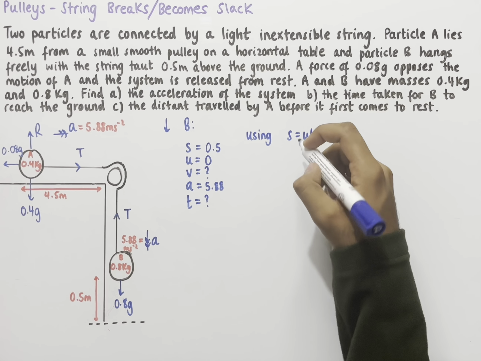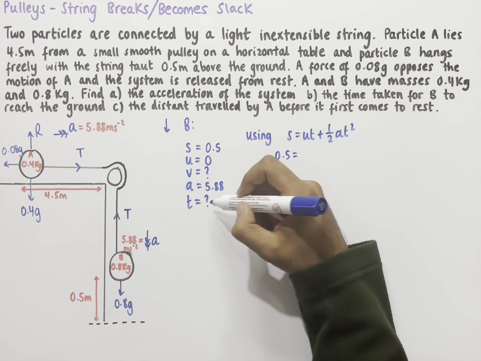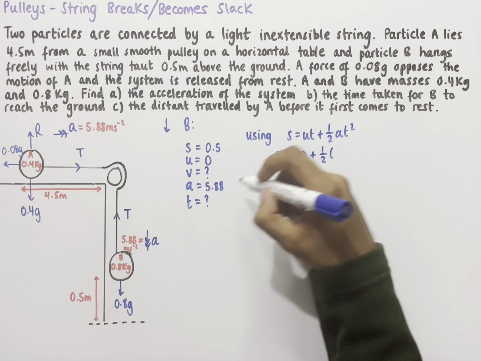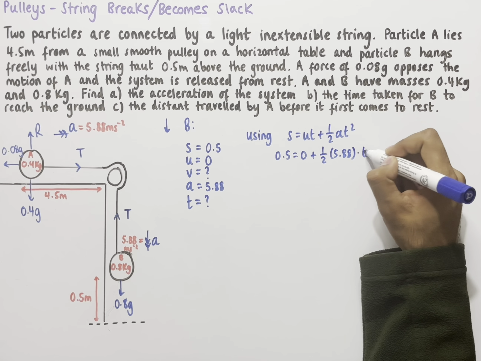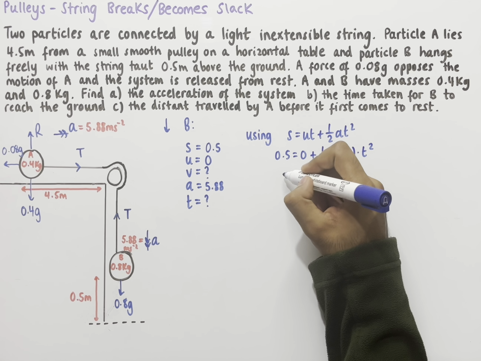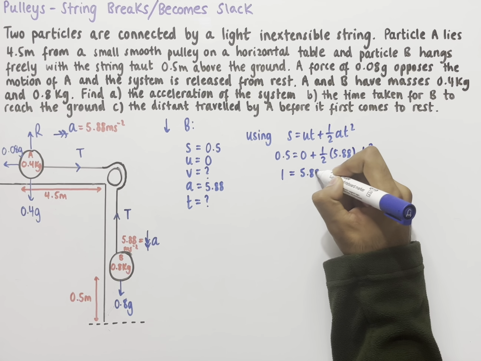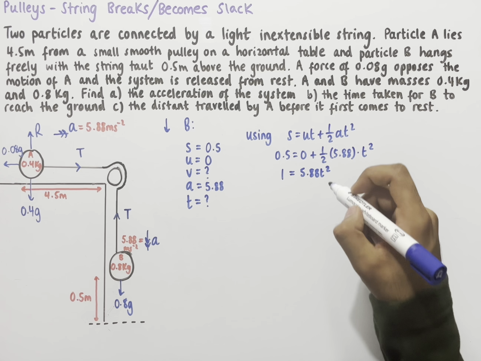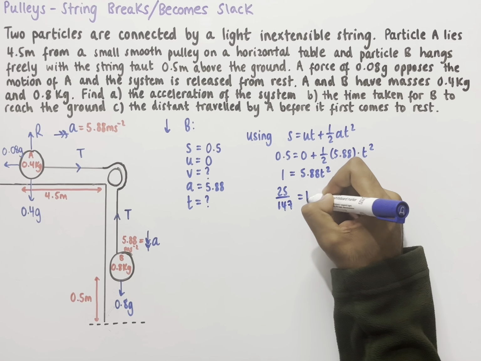And so doing this, we have 0.5 equals 0 times t, which is 0, plus a half times the acceleration, which is 5.88 from part A, times t squared, where t is what we're trying to work out. If we multiply both sides by 2, we end up with 1 equals 5.88 t squared, and then dividing both sides by 5.88 gives us 25 over 147, which equals t squared.